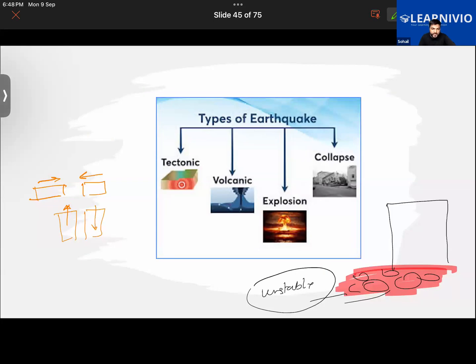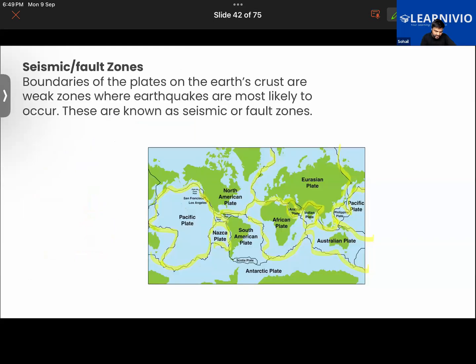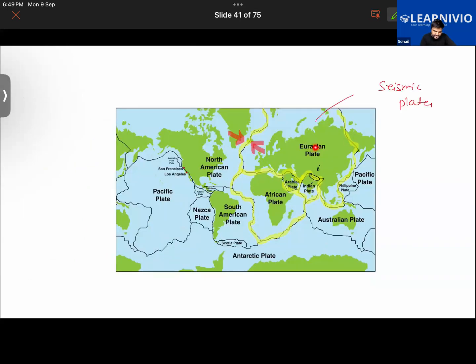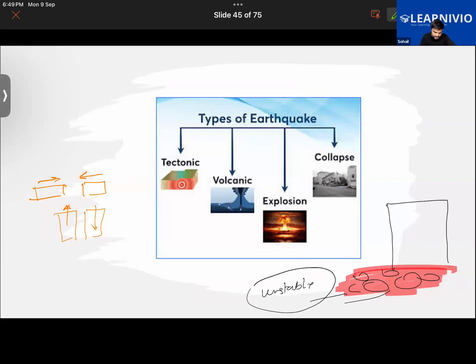We also learned that based on the cause, there are different types of earthquakes. Most earthquakes are caused by tectonic movement. These seismic plates are also called tectonic plates. Whenever these plates move away from each other or into each other, that will lead to earthquake.